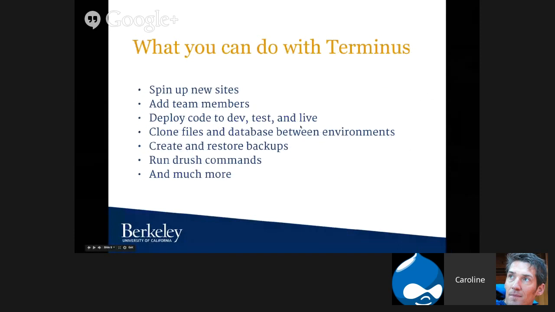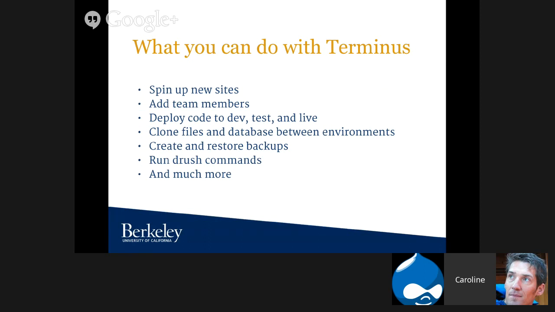So, things you can do with Terminus. Basically anything you can do on the dashboard. You can spin up a new site. You can add team members, although that command is not currently working in Terminus v2, but it's on the list. You can deploy code from one environment to another. So if you're working on your dev environment and you have pushed something up locally, then you can use Terminus to deploy that from dev to test.